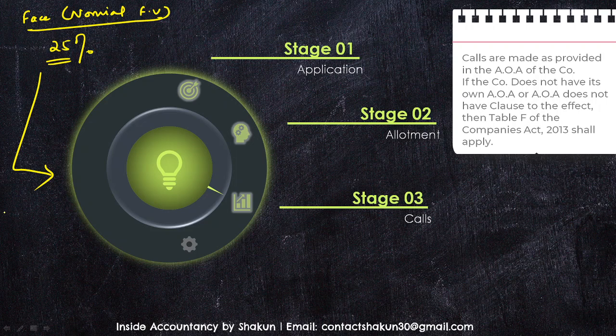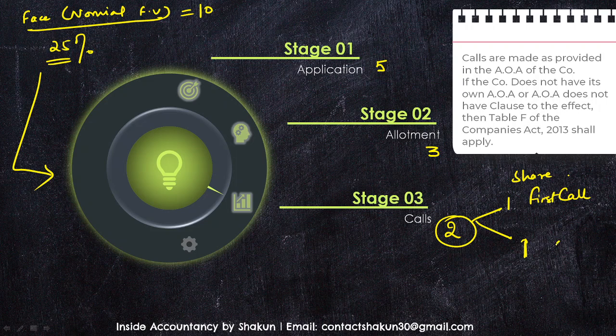So calls can be made. The example that I took was that out of the nominal face value of 10, 5 was called on application, 3 was called on allotment, and 2 can be called on calls. Now these calls can be many calls. Let's say the company does not want to call 2 rupees together. It wants to call 2 rupees as 1 rupee on the first call and 1 rupee on the second call. So the first call will be called share first call, and the second call would be called share second and final call. Whichever is the last call, you have to add the word final there.